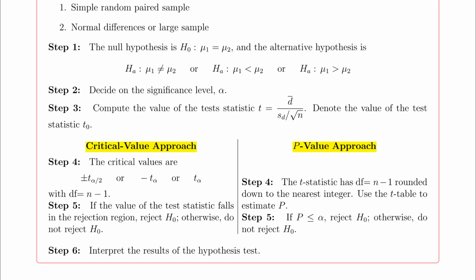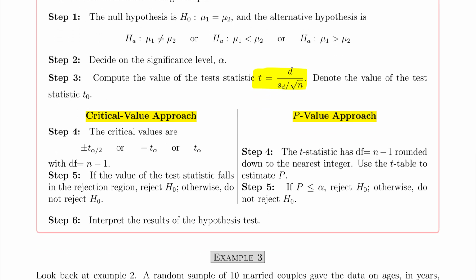The test statistic is going to be d bar, or the mean of the differences, divided by the sample standard deviation of the differences. And then we can jump into the critical value approach or the p-value approach.